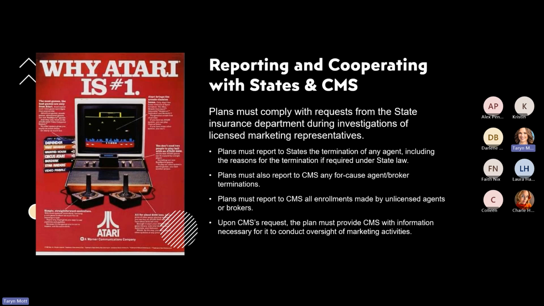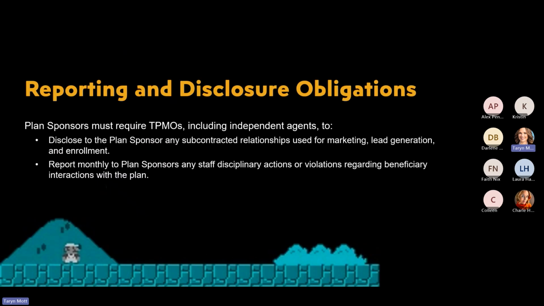Plans must report to CMS all enrollments made by unlicensed agents or brokers. Upon CMS's request, the plan must provide CMS with information necessary for it to conduct oversight of marketing activities. Plan sponsors must require TPMOs, including independent agents, to disclose to the plan sponsor any subcontracted relationships used for marketing, lead generation, and enrollment, and report monthly to plan sponsors any staff disciplinary actions or violations regarding beneficiary interactions with the plan.